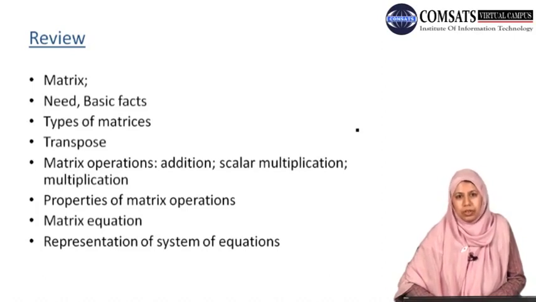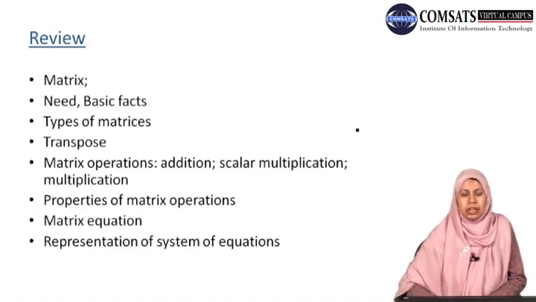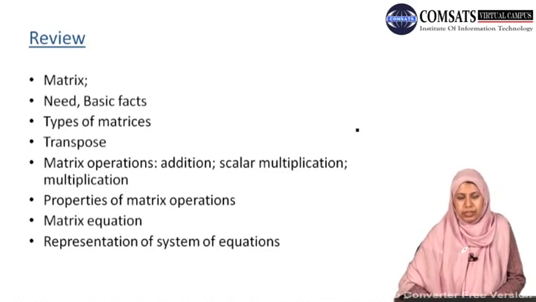For example, the order of a matrix or the elements of the matrix, or how we denote our matrix, or what are the notations of the matrices. What are the different types of matrices? For example, a row matrix, column matrix, diagonal matrix, and some important other types.